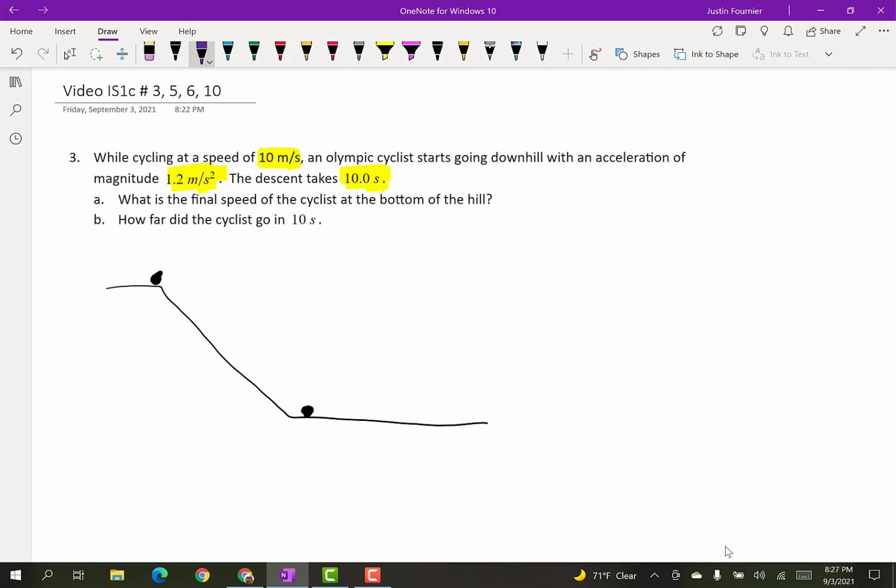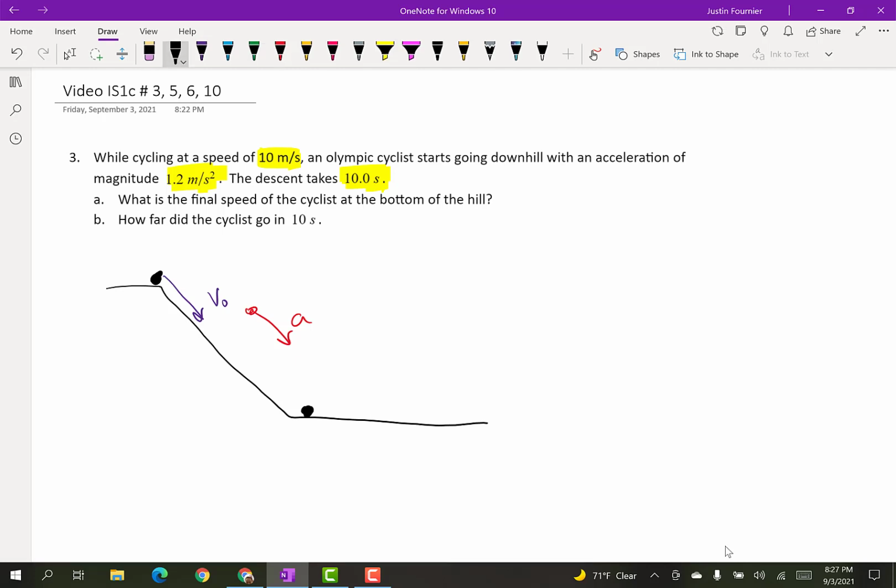Cycling at a speed of 10 meters per second, so this is the initial speed. Then there's an acceleration. I'm just going to say everything's happening in this direction, so everything's going down like this. This is the initial speed, then there's going to be an acceleration downward like this. And the duration for which this happens, the time, is 10 seconds.